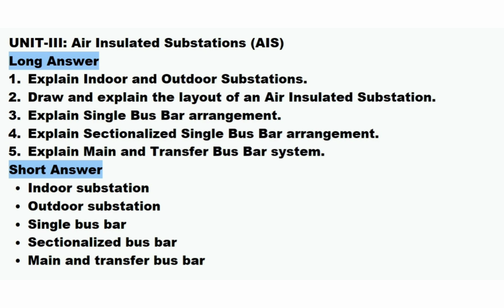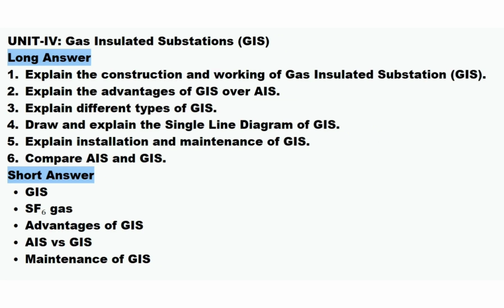Now moving to the short answer questions. Indoor substation, outdoor substation, single bus bar, sectionalized bus bar, main and transfer bus bar. These are very important from unit 3. Now moving to unit 4, gas insulated substations, that is GIS.